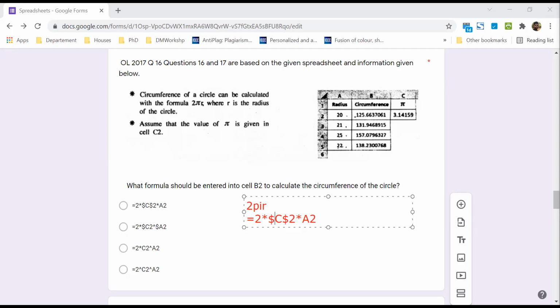But in that case, you can fix both, because when you copy down, it won't change. You will get the same answer, right? So the correct answer for this one is the first one. Again, that was correct for most of you. It's also a very good question.